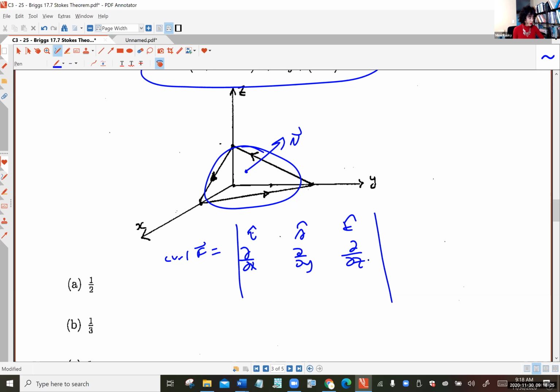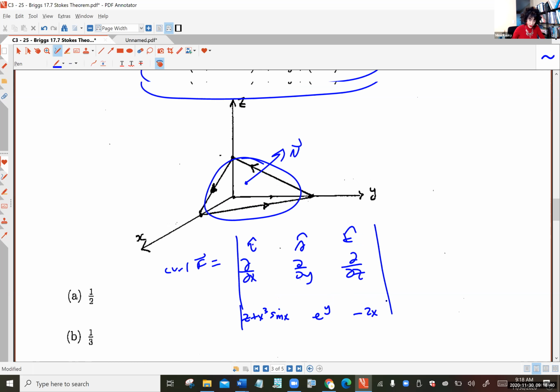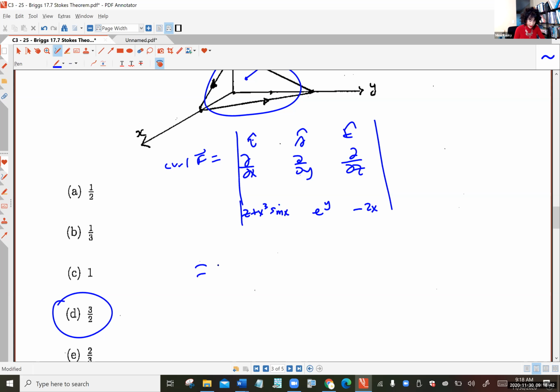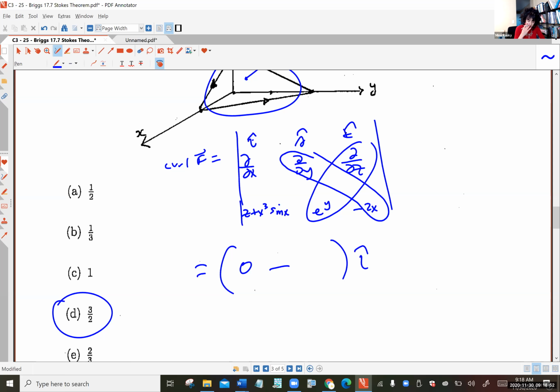So if you had put your 3x3 determinant ready here, you have what? z plus x cubed sine x for your first component, and then e to the y for your second, and then negative 2x. So if you want to do this on the fly, you're going to go something times i hat. So you're going to go d/dy of negative 2x, that's 0, minus d/dz of e to the y, that's 0. Minus, and this is the part where, oh, I don't know what just happened.